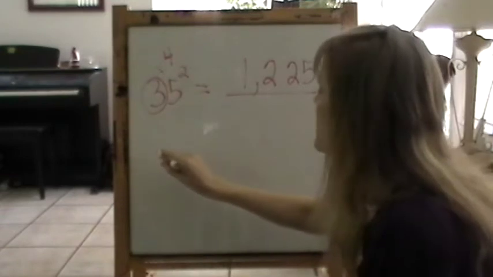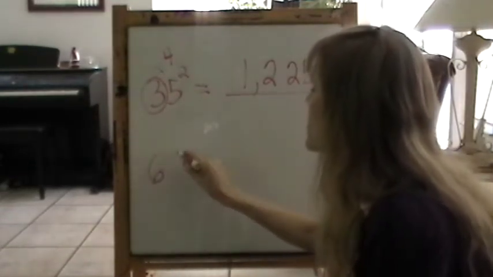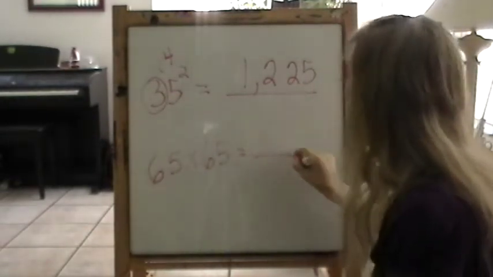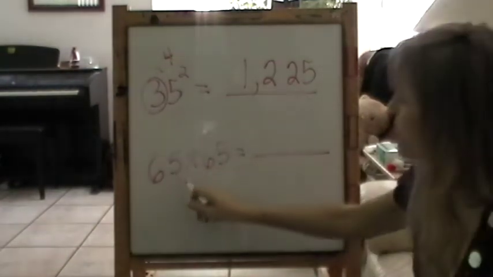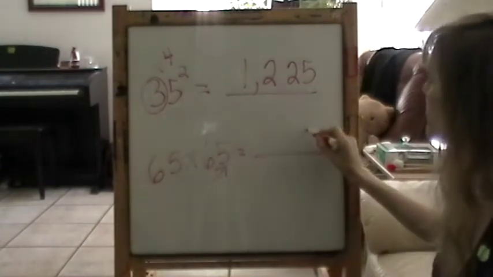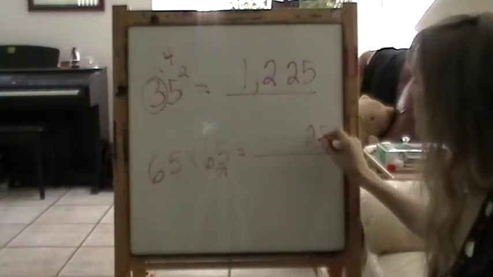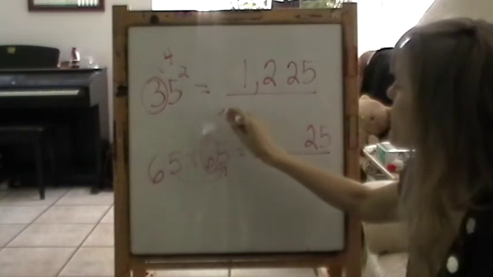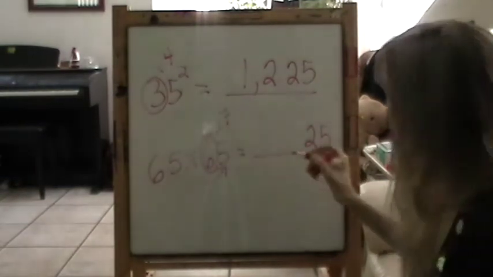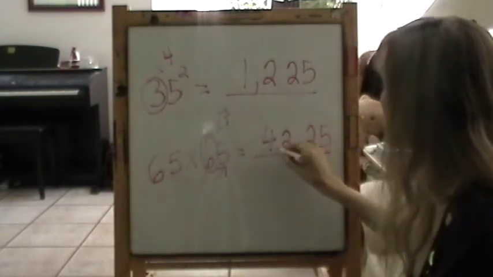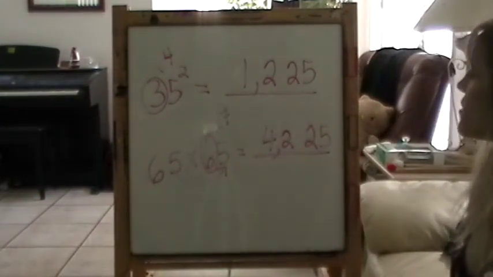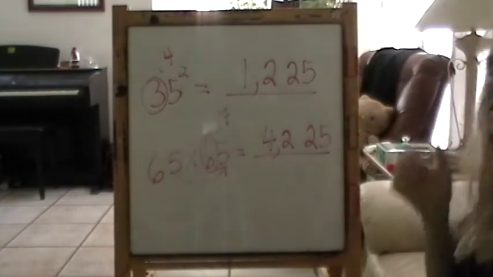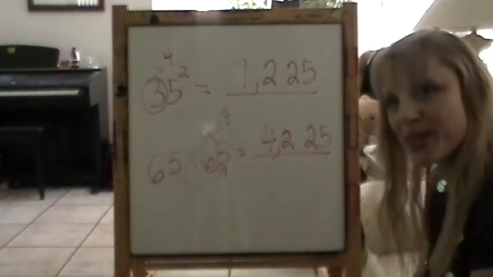So now, your turn. Let's try this one. Let's go to 65 times 65. Okay, you know it by now. Last 2 numbers are going to be 5 times 5, which is 25. The first 2 numbers, take that 6, multiply it by the next number up, which is 7, and we get 42. So our final answer is going to be 4,225. Okay? So that's what we call the squaring any number that ends in 5 trick.